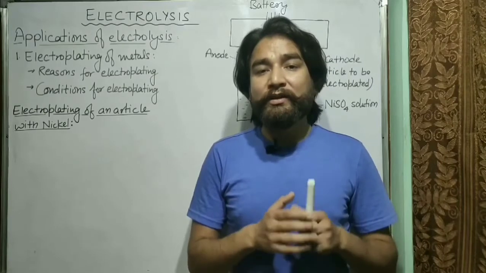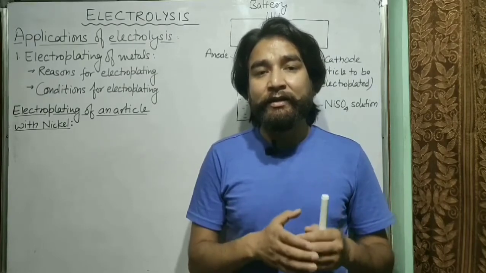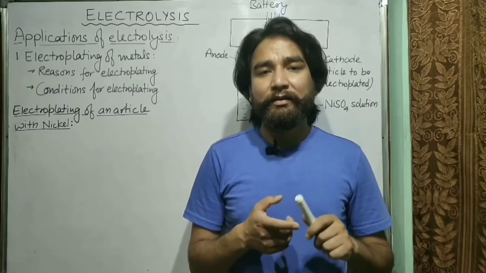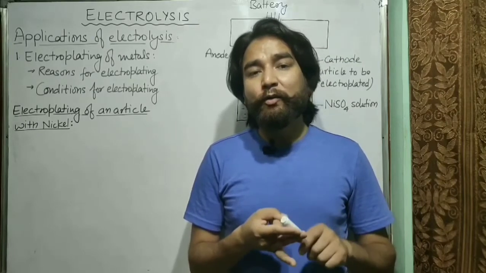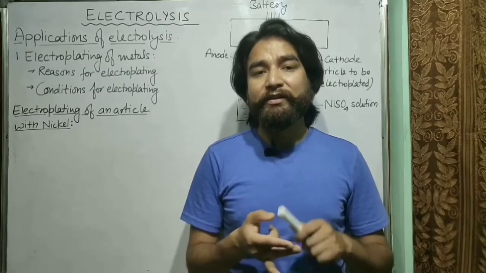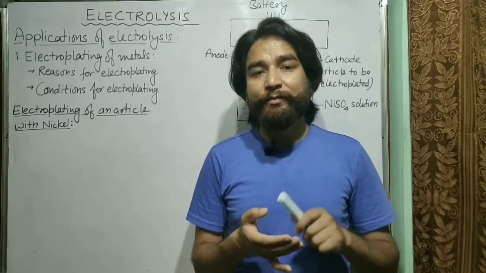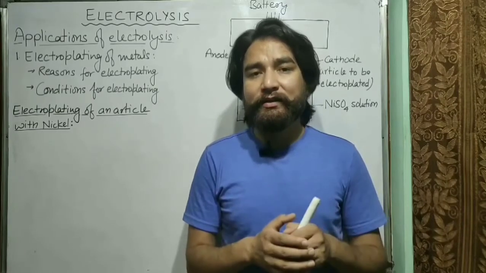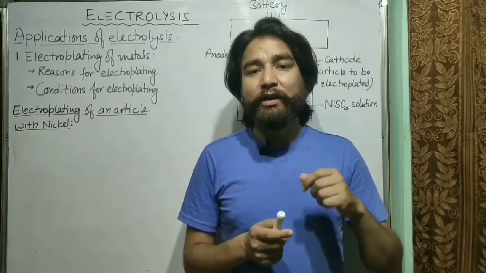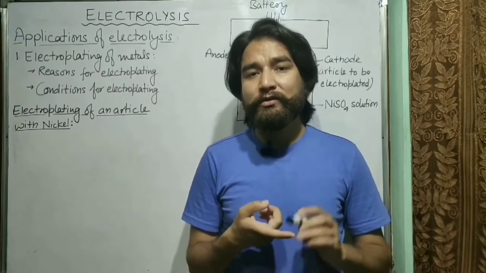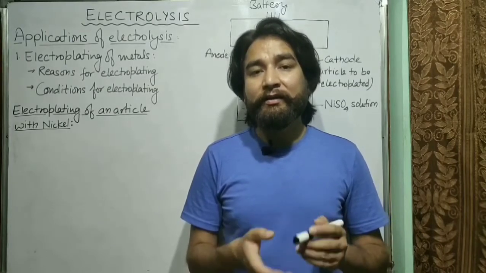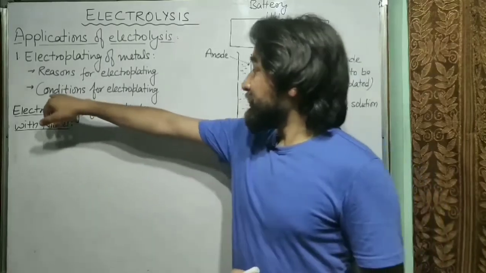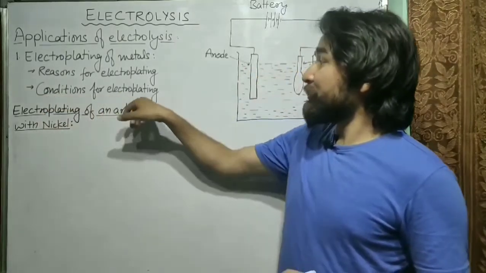There is one more reason for electroplating, and that is to improve the appearance of the metal. Like the electroplating of gold or silver is done on the surface of brass articles. So to improve the appearance of brass articles, we can do the electroplating of gold or silver on them, like in many jewelries.